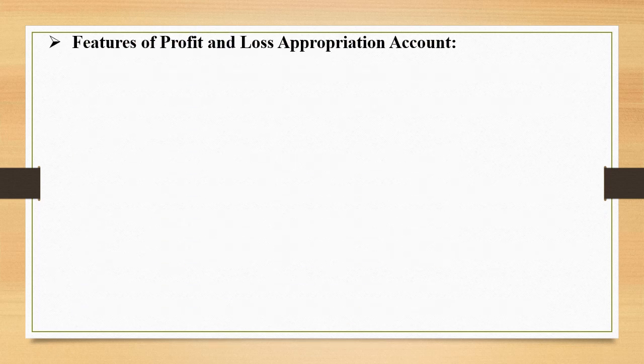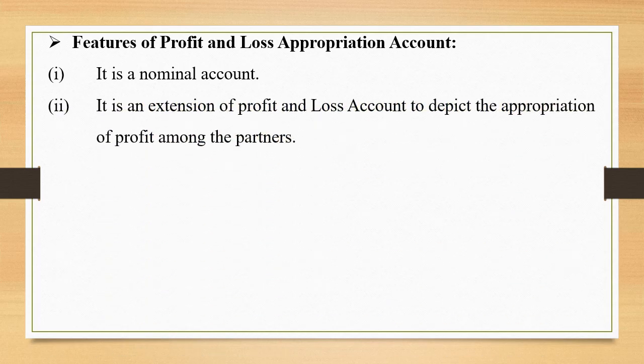Features of profit and loss appropriation account. Number 1, it is a nominal account. That is what I told you earlier also. All expenses are to be debited and all incomes are to be credited. But one needs to take care that all the expenses and incomes related to partners are recorded in this account, that is profit and loss appropriation account.